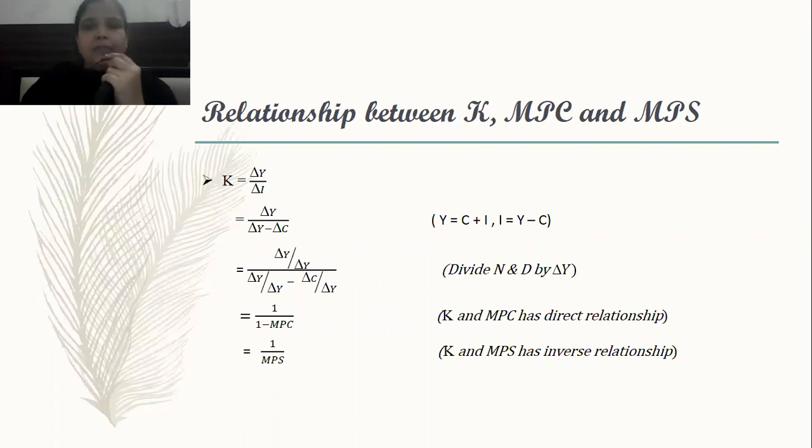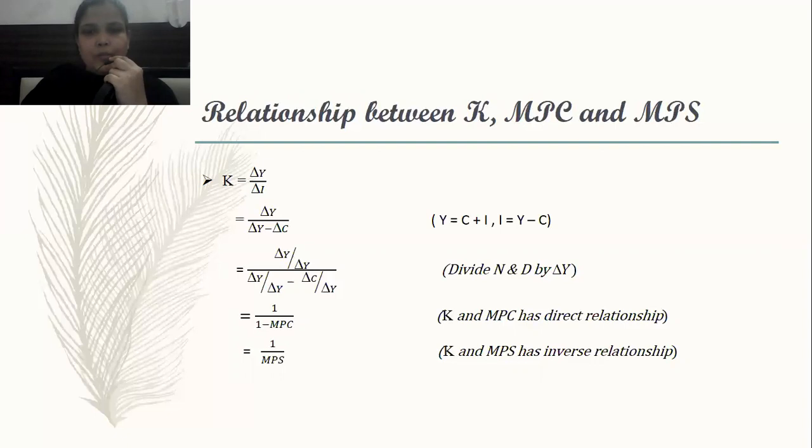Relationship between multiplier, marginal propensity to consume and marginal propensity to save. We'll start with the basic formula, that is ratio of change in income and change in investment. Now we all know income is the summation of consumption plus investment. From this equation we find the value of investment, that is income minus consumption. Now in the formula, in the denominator, in place of investment, we'll substitute income minus consumption. That means change in income minus change in consumption will be equal to change in investment. Now we will divide both the numerator and denominator by change in income.